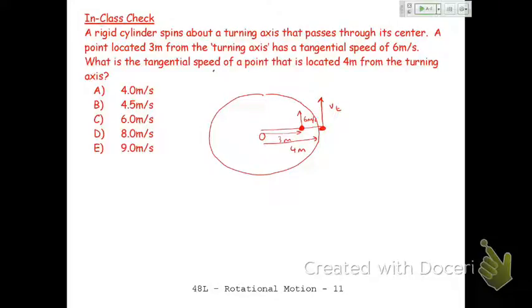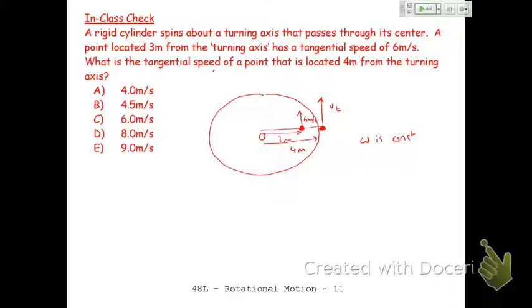Somewhere I've got to find an equation which has equal things on equal sides, so I need some consistency. My tangential velocities are not the same, and my radii are not the same, so that's not going to do it for me. So what physical thing is the same for all points on a rigid cylinder? The angular velocity. So I say omega is constant.